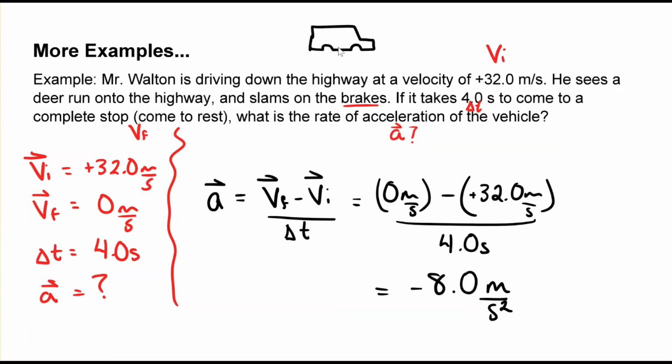That's Mr. Walton's car. I know it's terrible. Just deal with it. Okay, he's going that way in a positive direction, and then he slams on the brakes, and he starts to slow down. So it sounds to me like there's a force acting that way. Does it make sense that the acceleration would be negative if the force is in the negative direction? It sure does to me, okay? What does that mean? It's a rate of negative 8 meters per second squared.